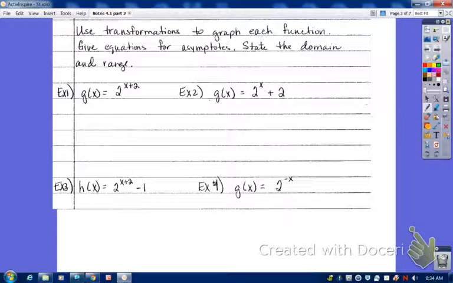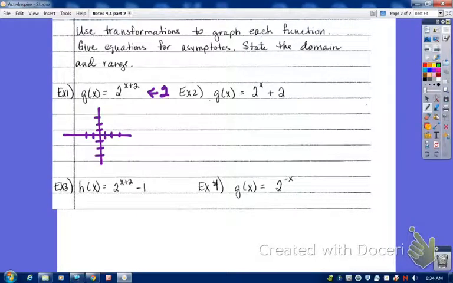So in example 1, x plus 2. The plus 2 is directly being added to the x, so that is a transformation to the left 2. Okay? You can think it or write it. It doesn't matter, but you got to know that means to the left 2. You're going to sketch out your little graph. You can use graph paper if you want to, but you can probably do these without graph paper.